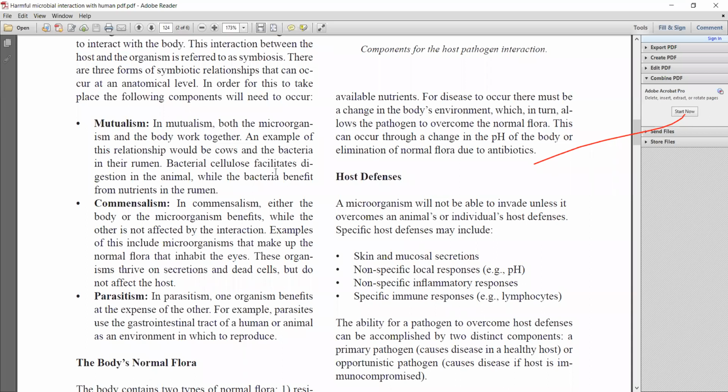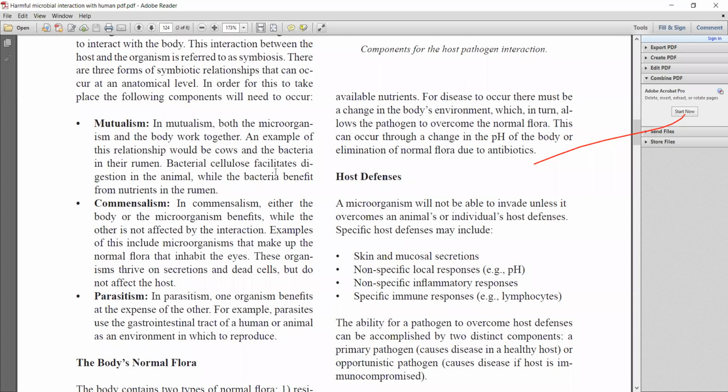For example, this includes microorganisms that make up the normal flora that inhabit the eyes. These organisms live on the secretion and dead cells, but they do not affect the host. Okay, so there are some microorganisms that may be present in our eyes. Those microorganisms do not cause any infection to the eye. They just live upon the secretion and the dead cells present nearby, but they are not causing any harm to the host, nor is the host causing any harm to those bacteria. Okay, so that is called commensalism.